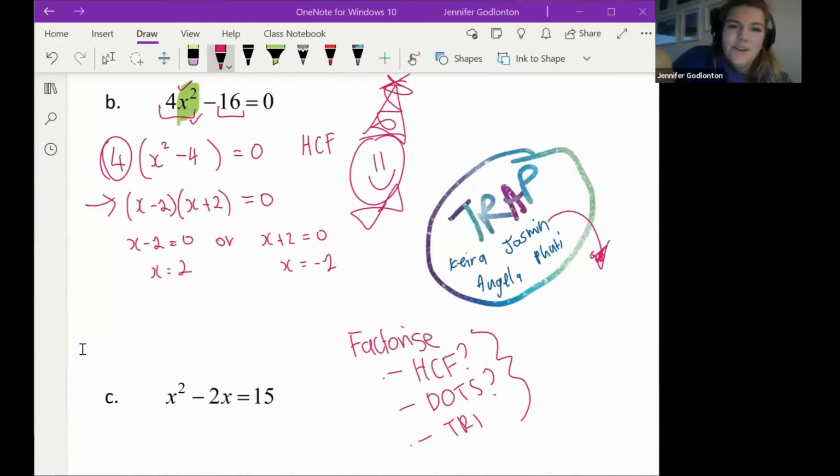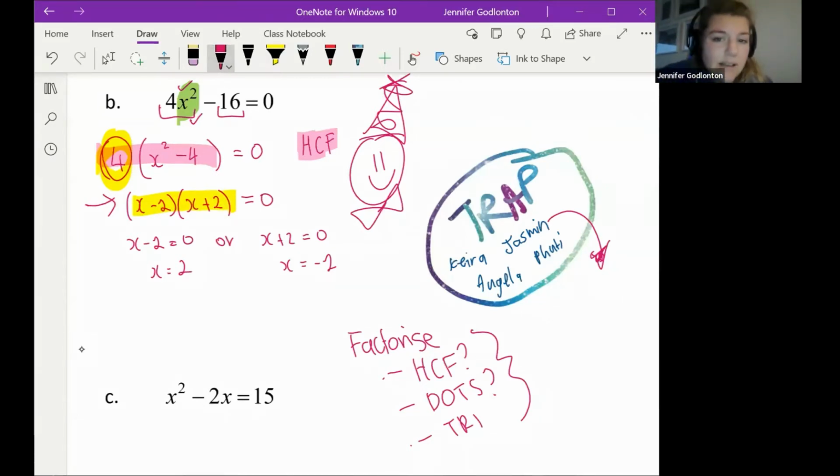Okay, so the step-by-step process in B is, the first thing we did was we took out the highest common factor. So we took out the number that was common in both 4 and 16, which is 4. That's the first step. The second step is, because this is a 4, 0 divided by 4 is 0, so we can ignore it. And then we looked at this x squared minus 4 and we did difference of two squares. That's what we did in the second step.